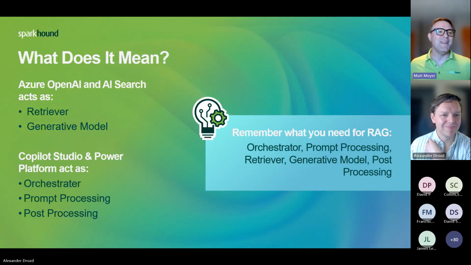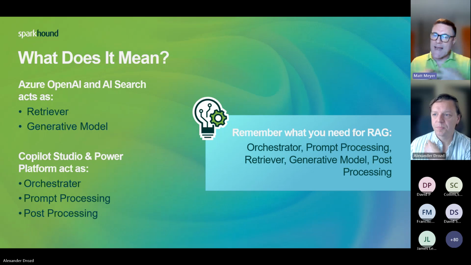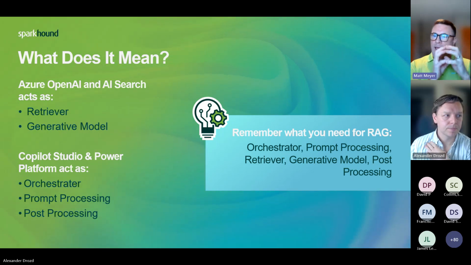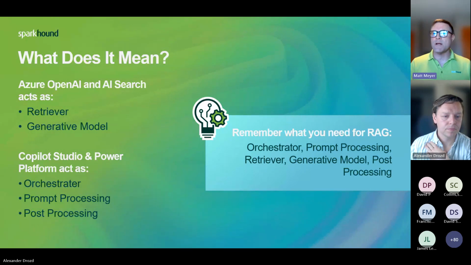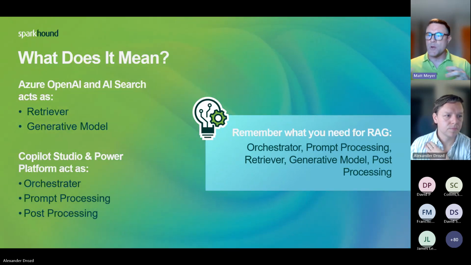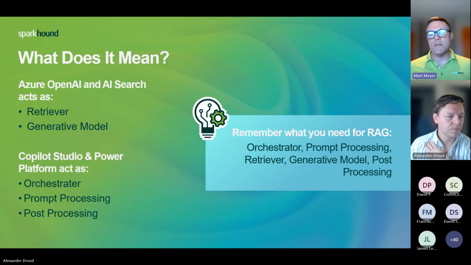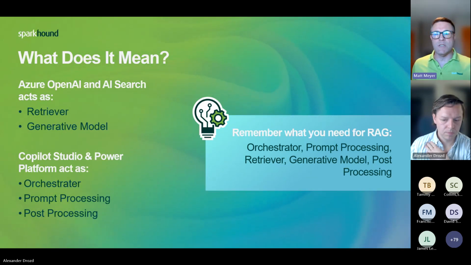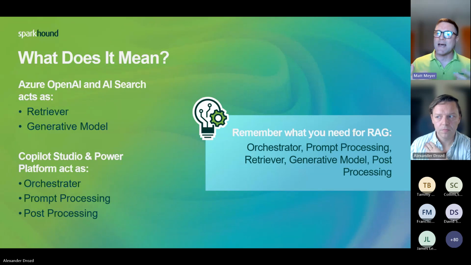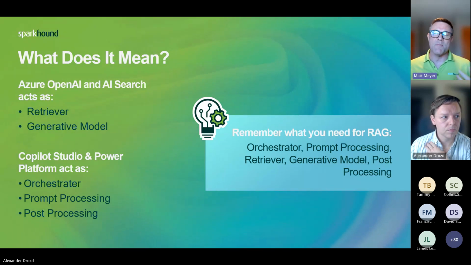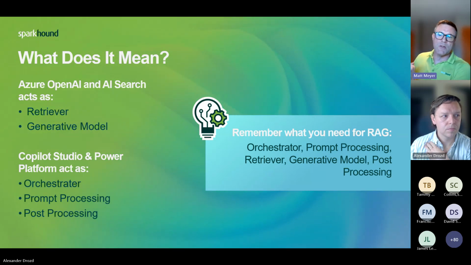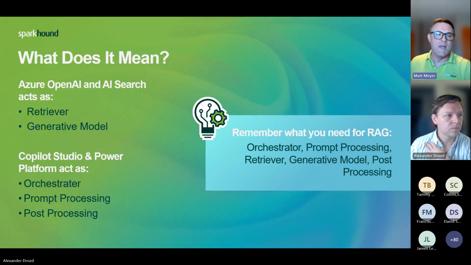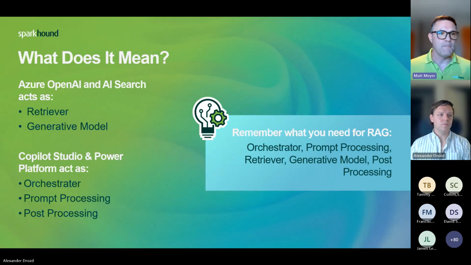So what does it mean? OpenAI is going to act as our retriever and our generative model. We're going to take that out of Copilot's hands, and we're going to handle that with OpenAI. Copilot still acts as our orchestrator. It acts as our prompt processor and our post-processing. When you're building this stuff from code, from scratch, it's these wiring pieces that take a lot of time. Copilot Studio gives us that out of the box, so if you're not completely off the reservation and trying to look for a fully coded model, this really saves you a lot of time.